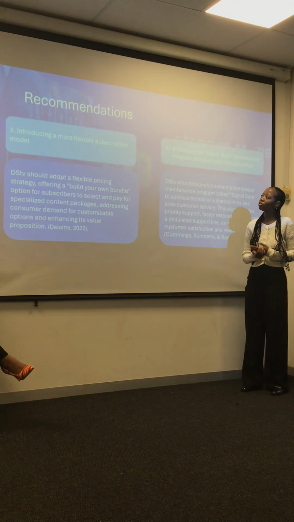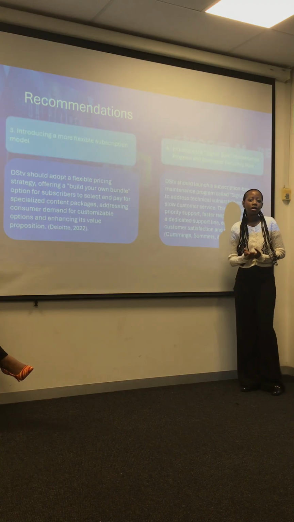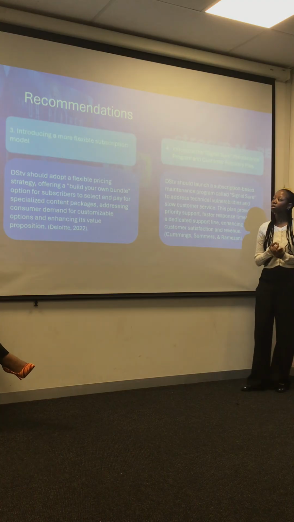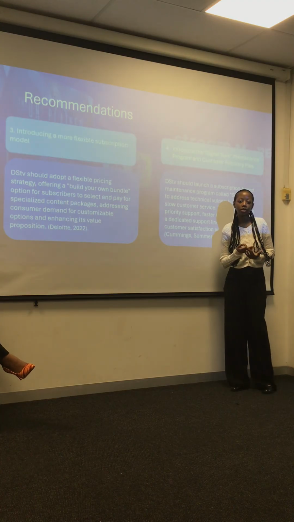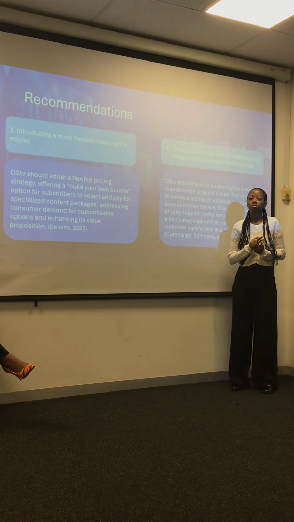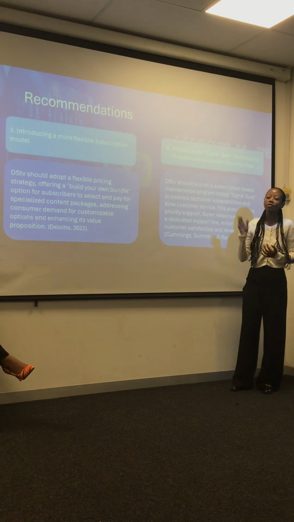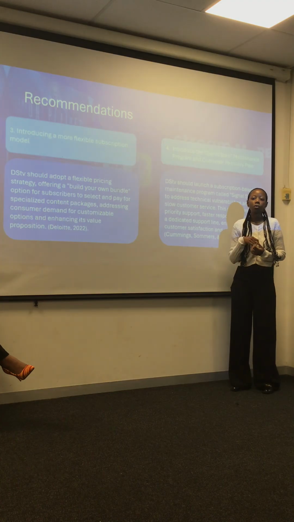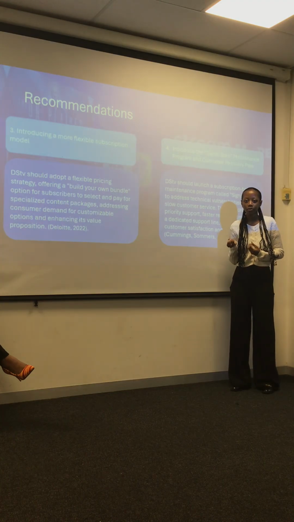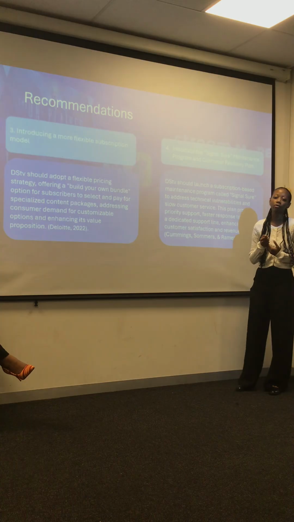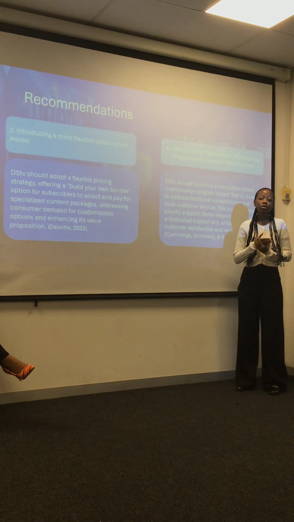The third one is introducing a flexible subscription model. DSTV only has about 3 subscription models, which is a bit limiting, and they all have the same price. So it would be better to have flexible pricing strategies where they create a build your own bundle, where if you just want to watch movies, then you only pay for movies. If you're interested in sports and news, then you only pay for those channels.